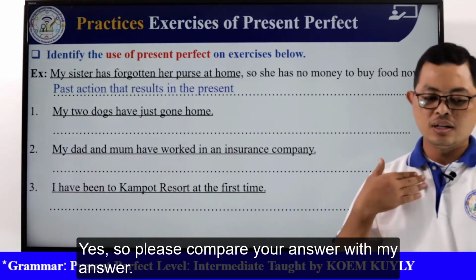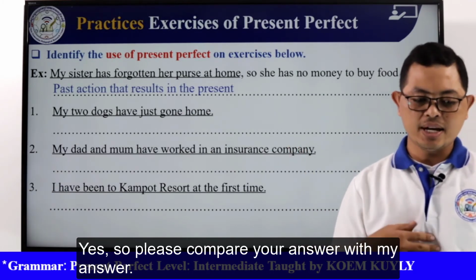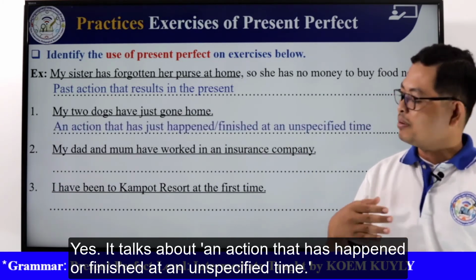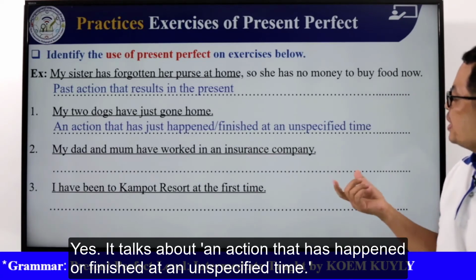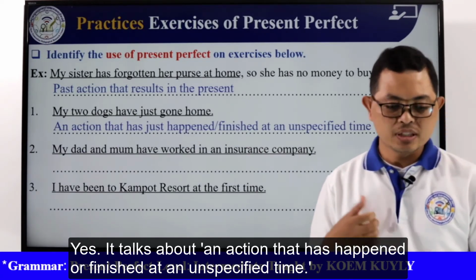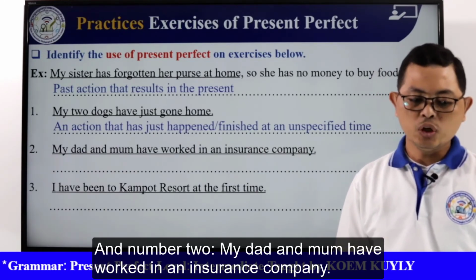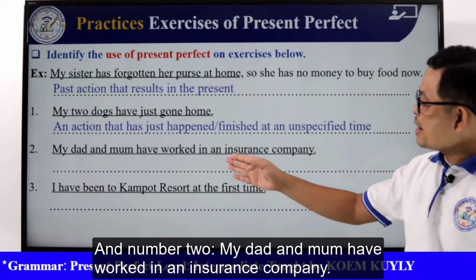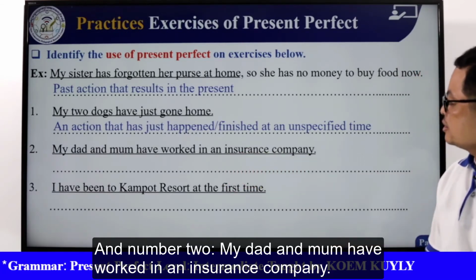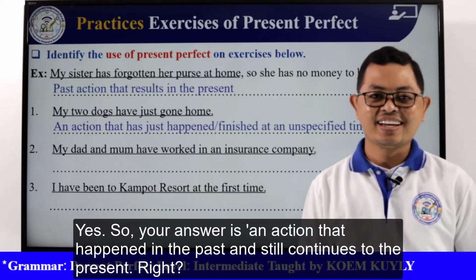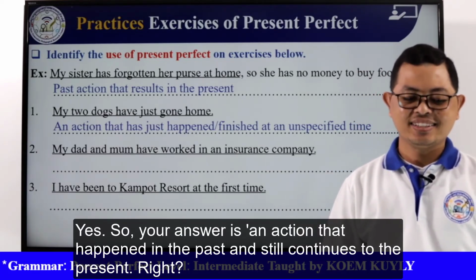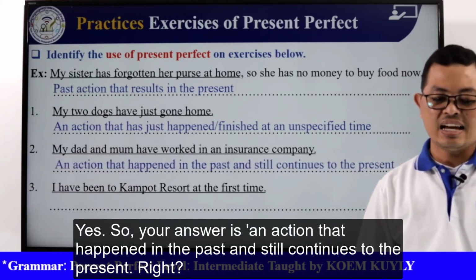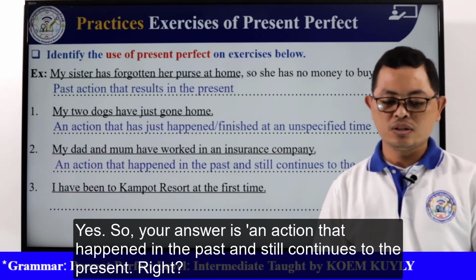Yeah. So please compare your answer with my answer. It talks about an action that had just happened or finished at an unspecified time. And number 2, my dad and mom have worked in an insurance company. So your answer is, okay, an action that happened in the past and still continues to the present.